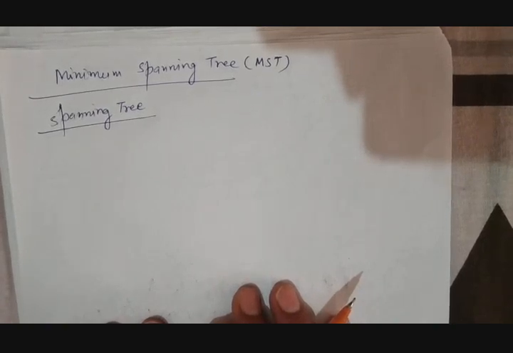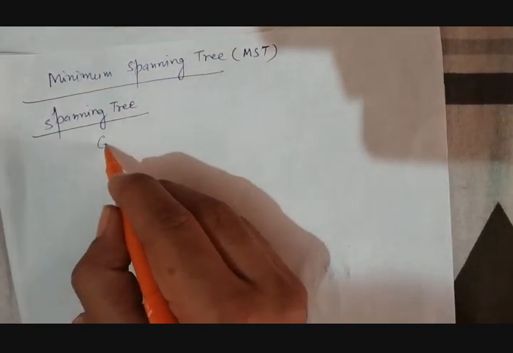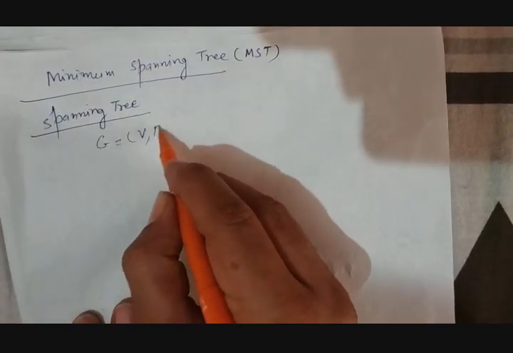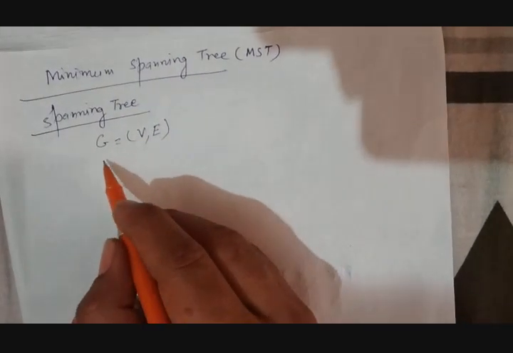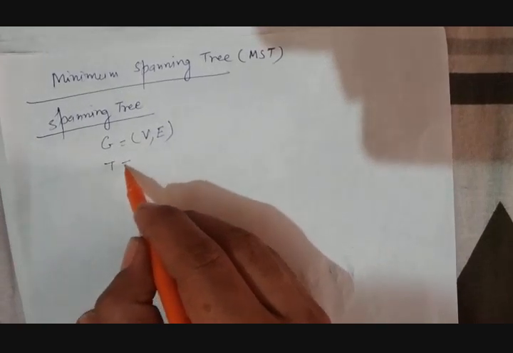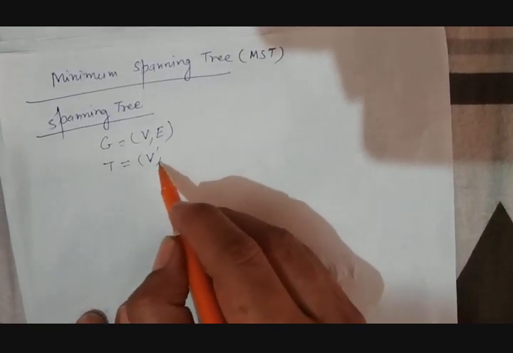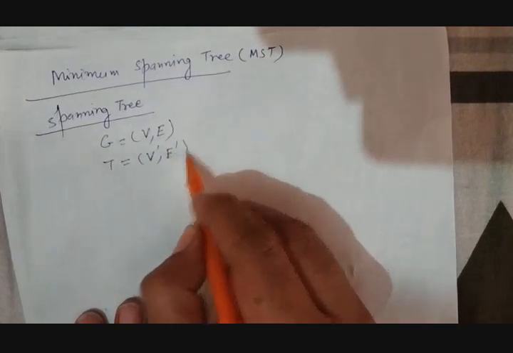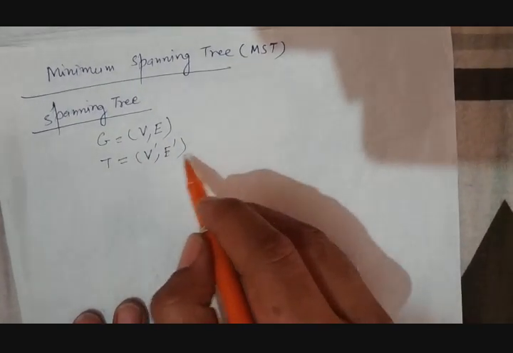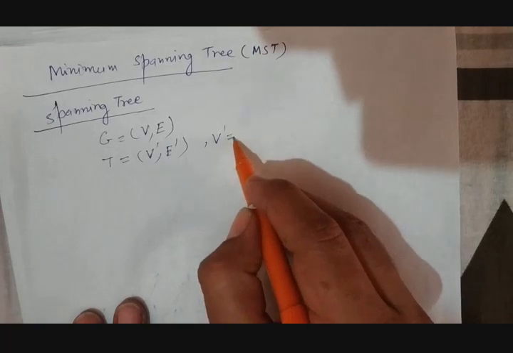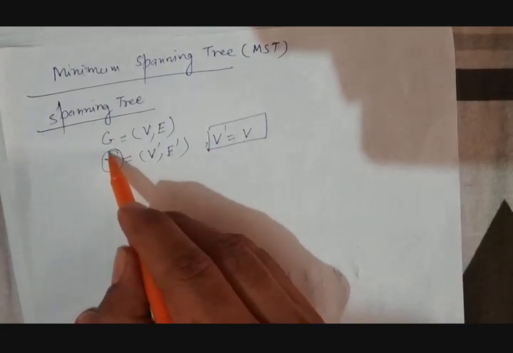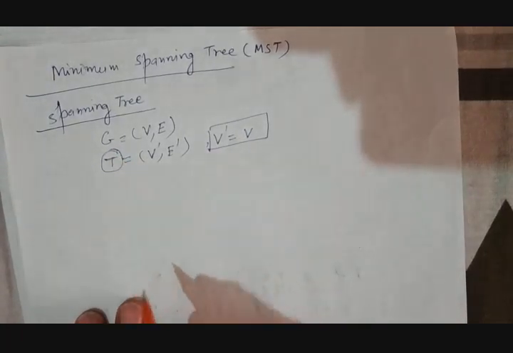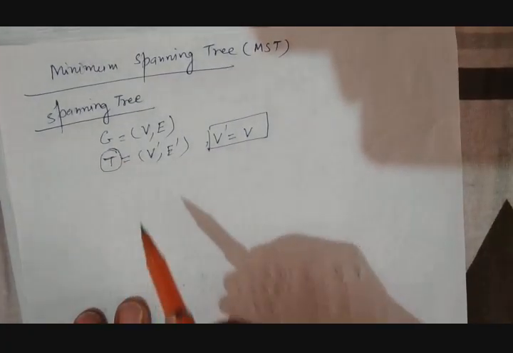So if we talk about spanning tree, suppose a graph G is given which has a number of vertices V and set of edges E, and we just want to find out a subgraph T comprising the set of vertices V dash and set of edges E dash, such that V dash covers all the vertices. So V dash is equal to V. In that case, this subgraph T is known as spanning tree. So what is a spanning tree?